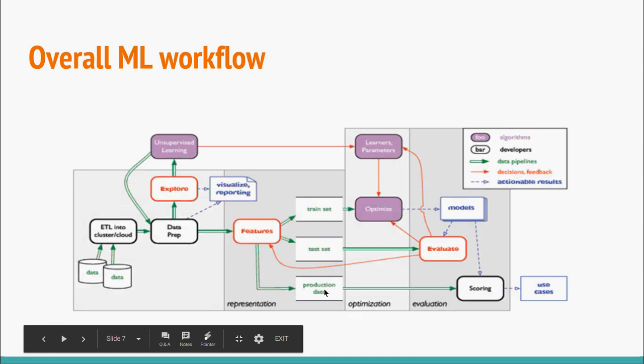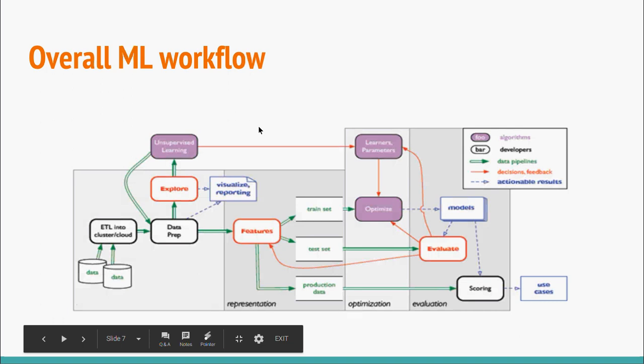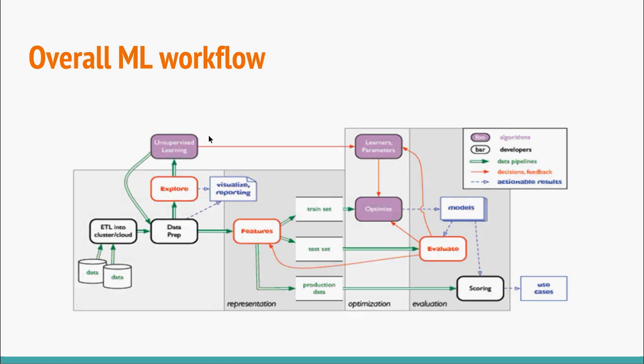Now if you look at the production stage, you run the production data through it, and you also do a scoring to see how it performs on different data sets, right? And then finally it becomes a use case. This is a typical flow, I would say, that you apply in your ML exercise.